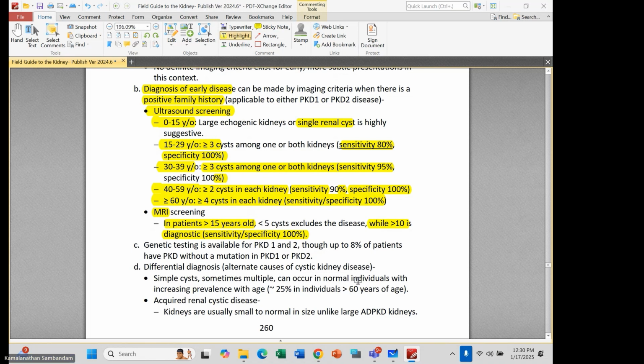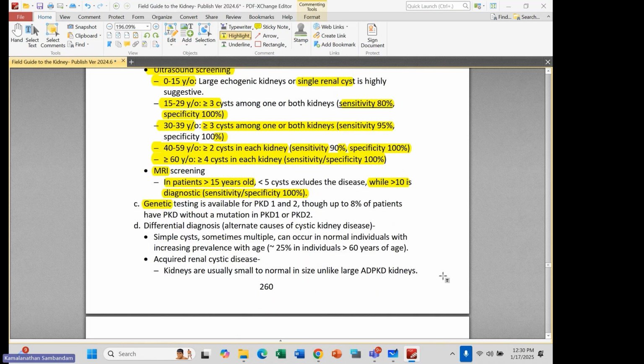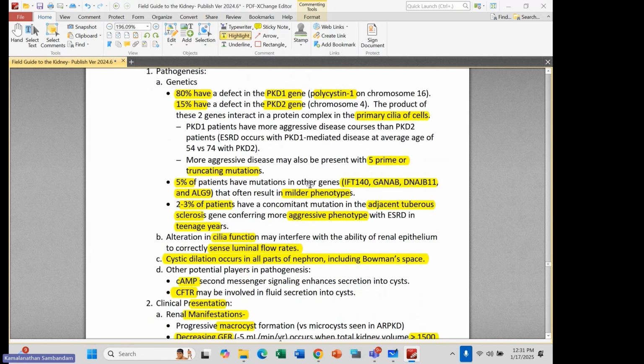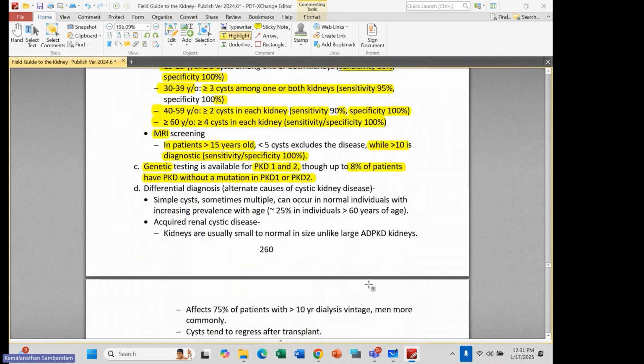Okay? Genetic testing is available and is being relied upon more and more, okay? Now, know that you could have PKD without mutations in PKD 1 or 2. We've gone over the fact that there are other mutations that may underpin the ADPKD, right? So we went over that last week.